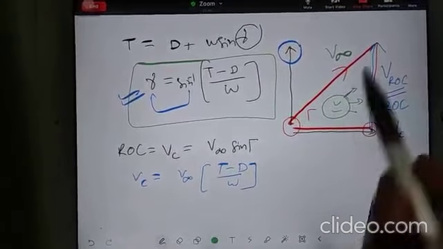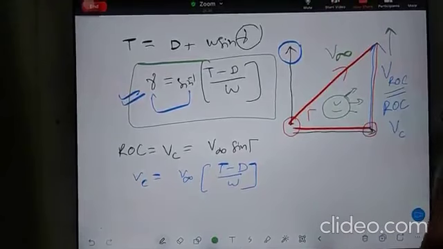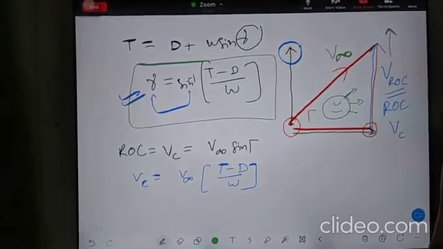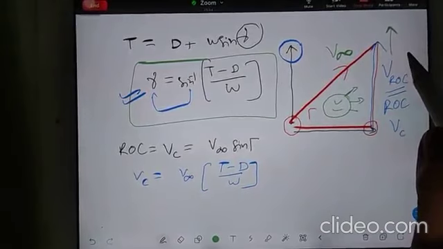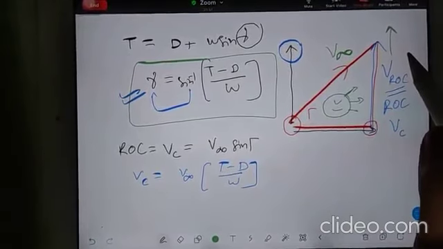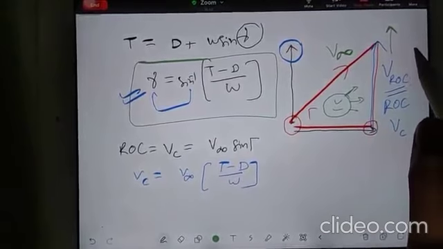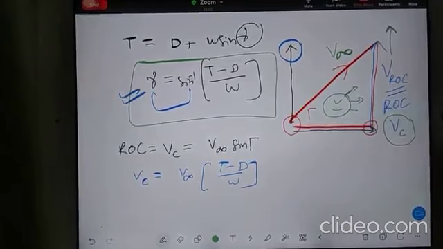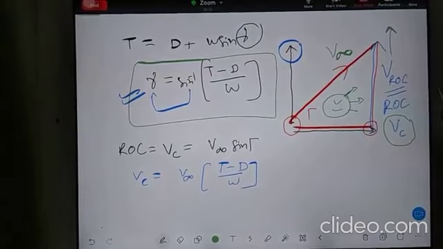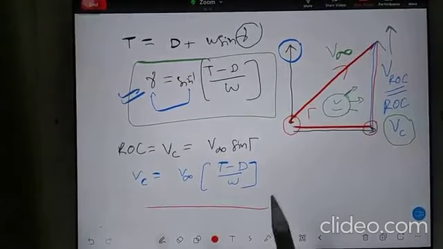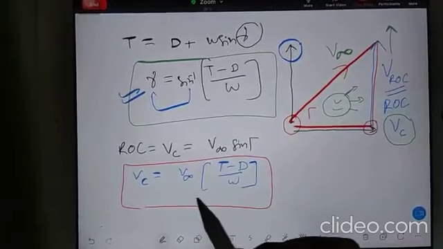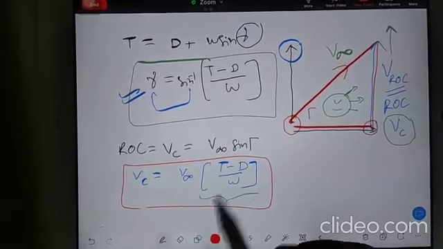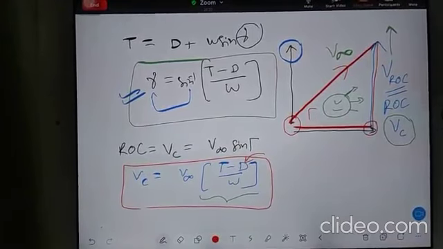If you want to climb faster, again that kind of concept is coming. In gliding, we wanted to sink as slowly as possible. Suppose in climbing, you want to go faster. Then your rate of climb should be maximum. How will you maximize rate of climb? To maximize rate of climb, you analyze this equation. If you want to maximize this term, this drag should be minimum.